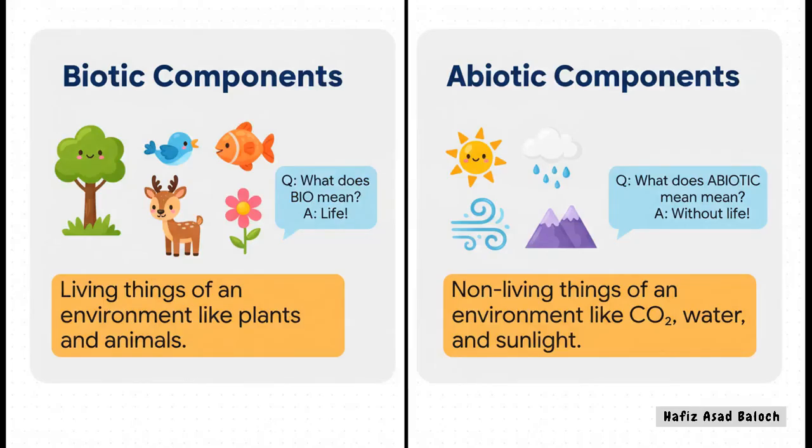Okay, to make sense of all of those connections, we break the environment down into two big categories. And trust me, you're definitely going to see these two words on your exam. First, we have biotic components. The trick to remembering this one is that bio means life, just like in biology. So biotic components are all the living things in an environment, the plants, the animals, all that stuff.